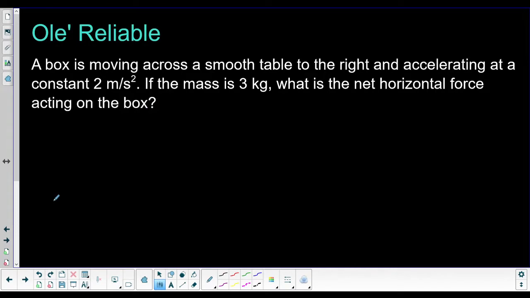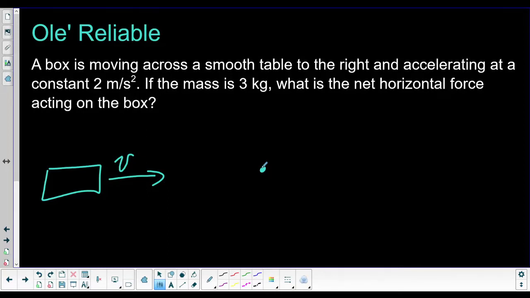Okay. So let's maybe draw a picture. I've got a box, and it's moving across a smooth table to the right, and it's accelerating. So it's getting faster. All right. This is a picture. Let's draw a force diagram.